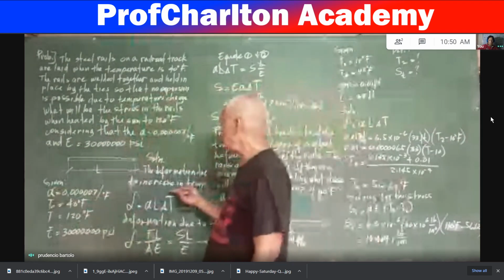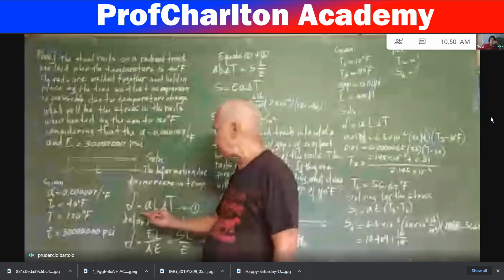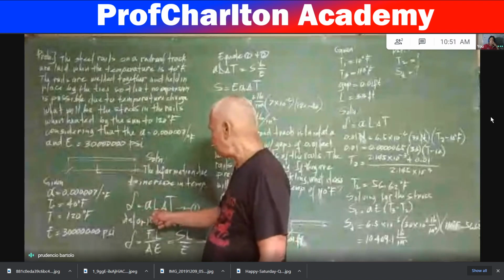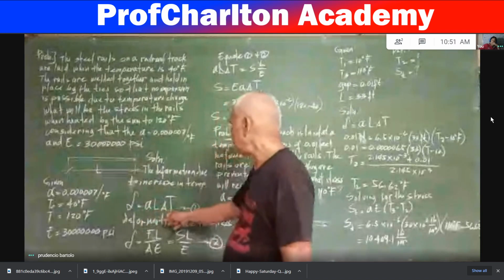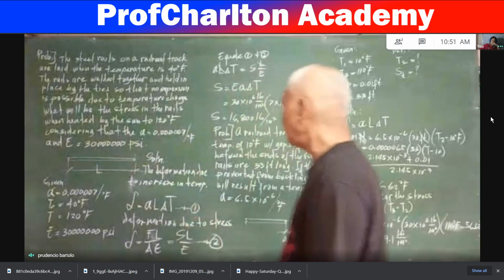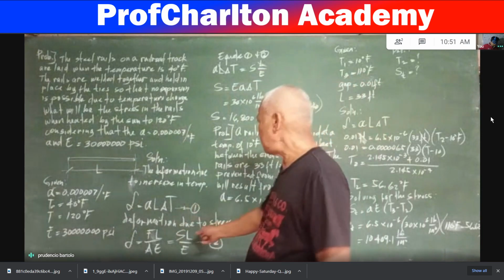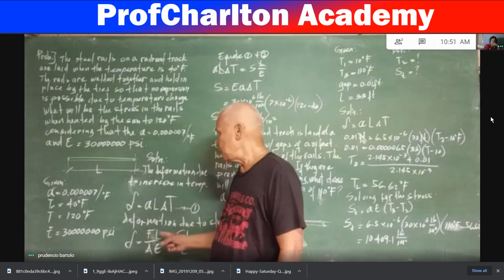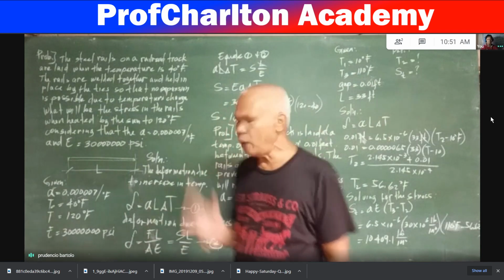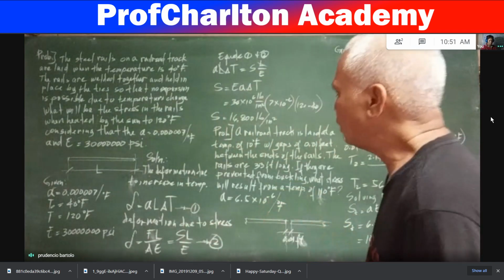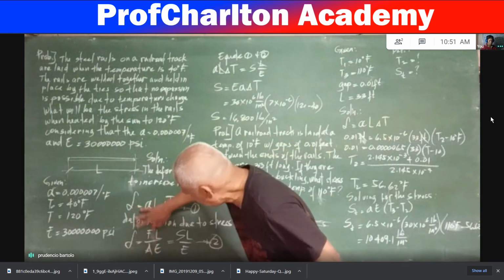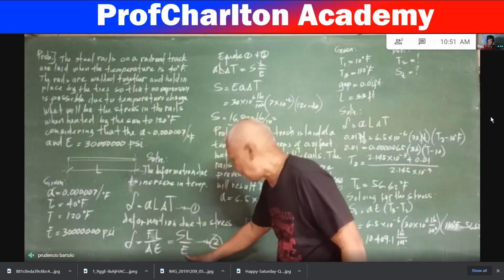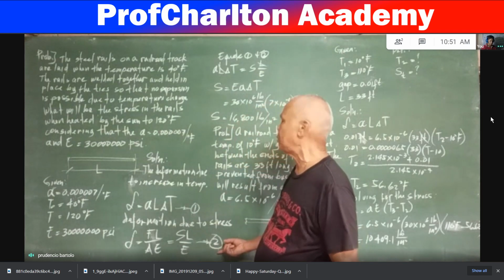So the deformation due to increase in temperature is equal to the coefficient of thermal expansion multiplied by the length multiplied by the change in temperature, considering that as equation number 1. And the deformation due to simple stress is equal to FL over AE, where, of course, we have taken that S is equal to F over A. So this term F over A becomes simply S multiplied by L divided by E. Consider that as equation 2.